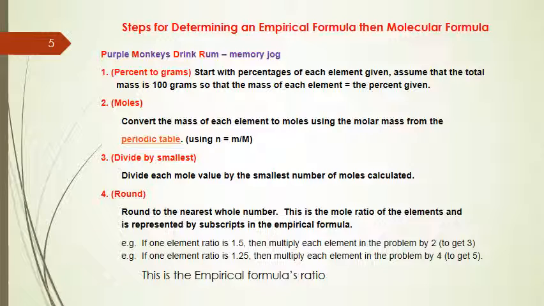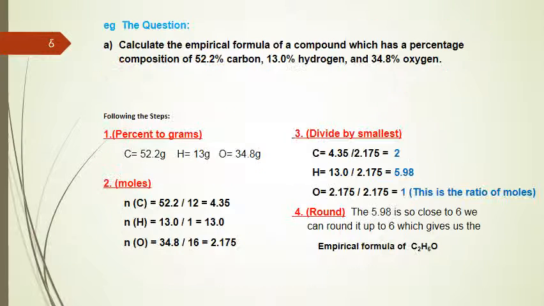The fourth step is to round to the nearest whole number. This is the mole ratio of the elements and is represented by the subscripts in the empirical formula. For example, if one element ratio is 1.5, then you have to multiply each element in the problem by 2 to get 3. And if the element ratio is 1.25, then you multiply by 4 to get 5. So this is your empirical formula. That's the first step. The next step is to move on to finding the molecular formula from the empirical formula.